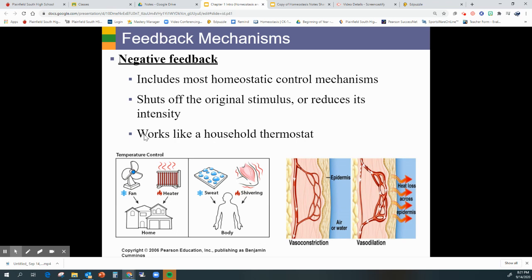Same thing happens in the winter. If 68 degrees is what we're looking for and the temperature falls below that, the control center will now tell the furnace to turn on and produce heat until we get back to that 68 degrees. Negative feedback systems shut things off and just bring us back to baseline. They don't do anything else besides that. They're just trying to get us back to that set point that we're looking for.